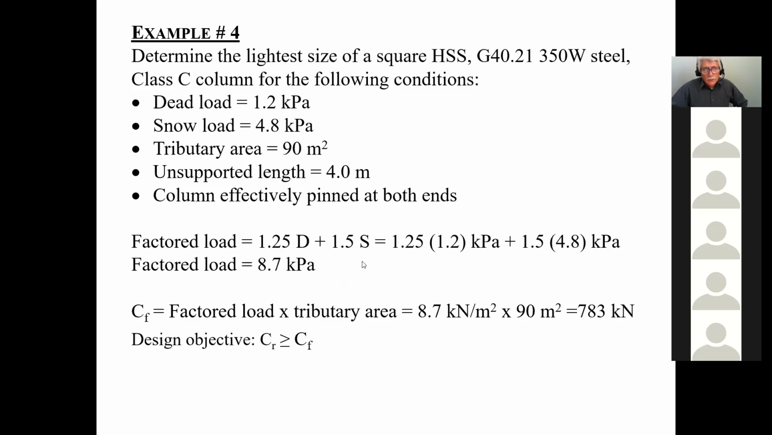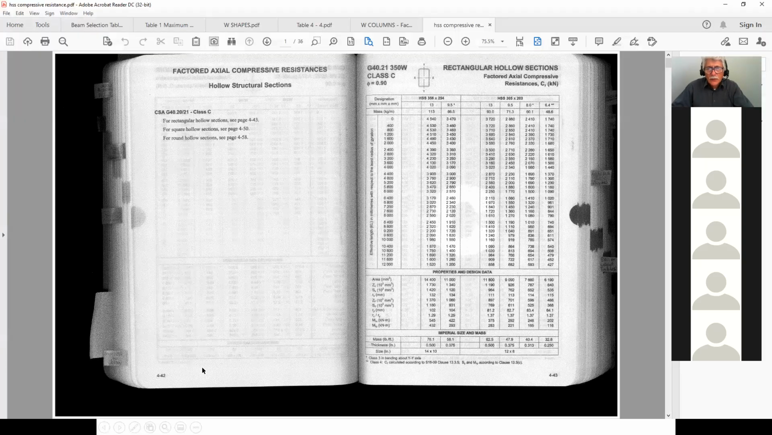Well, you always have to make sure that CR is greater than CF. In other words, the factored resistance of your section is greater than the factored force that your section has to support. Now, this is the easiest thing to do. I sent you these tables. I apologize for the quality of the tables, but when I was scanning this at school, these are very flimsy sheets, okay? So this table here, I gave you, for example, all the HSSs.